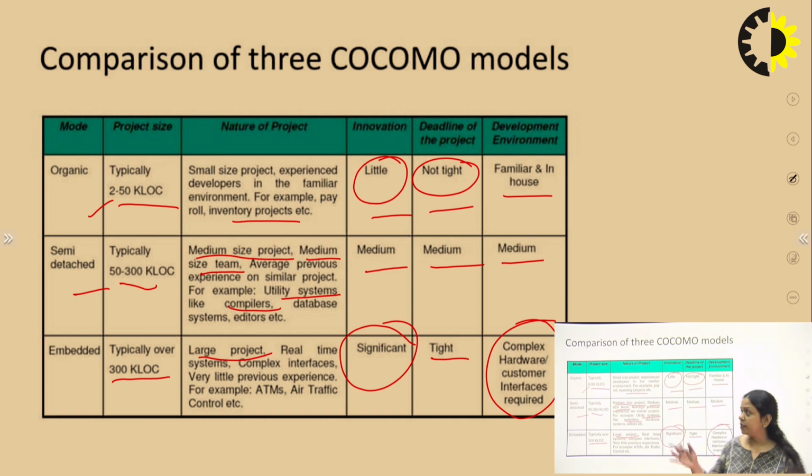Fine. So these are the three categories of projects which we consider in the COCOMO basic model. First is organic, semi-detached and embedded. In the organic we use small projects, in semi-detached we use medium sized projects, and in the embedded we use large projects. So these are all the categories in the COCOMO model, in the basic model.